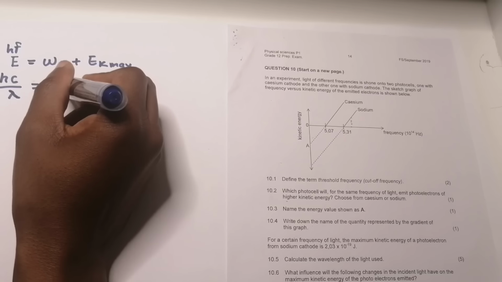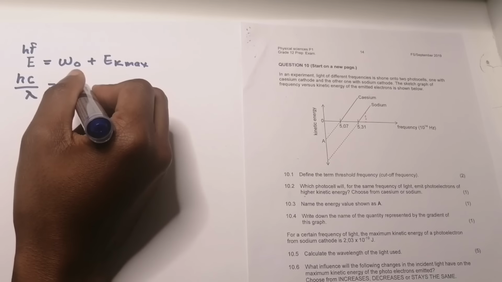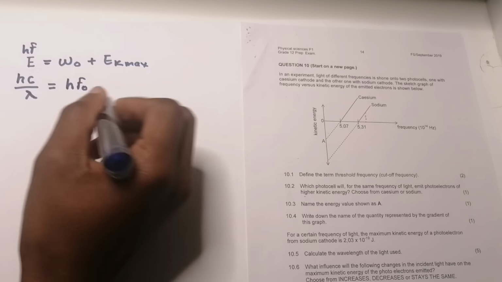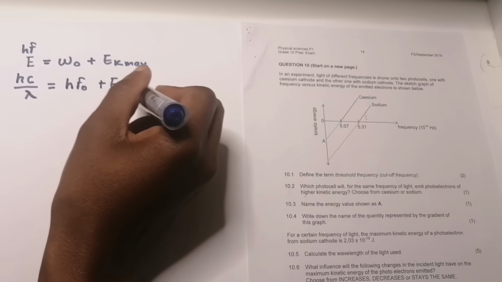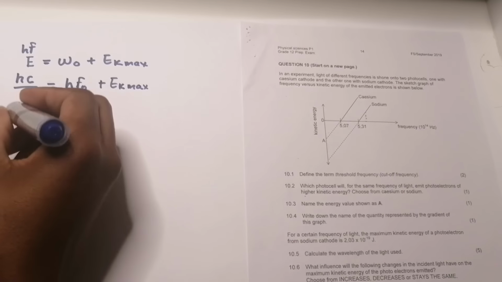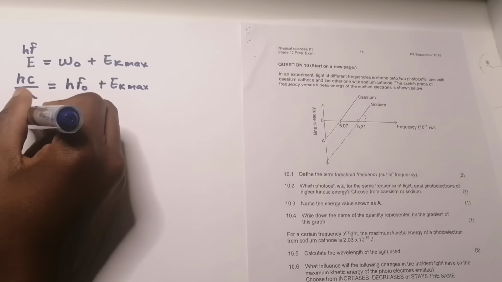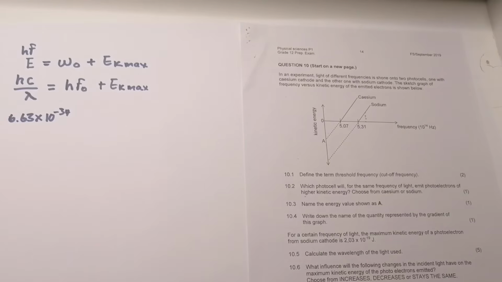So this would be h. Because we are not given the work function, but rather the threshold frequency, omega 0 will be hf0. This has to do with the metal. And we said plus Ek max. Obviously, I would write this as half mv squared if we were given the speed of the electron, but we're not given the speed. Rather, they gave us the maximum kinetic energy. Now let's substitute all that we know. That's 6.63, Planck's constant, times 10 to the minus 34. Remember, those constants are always given to you.